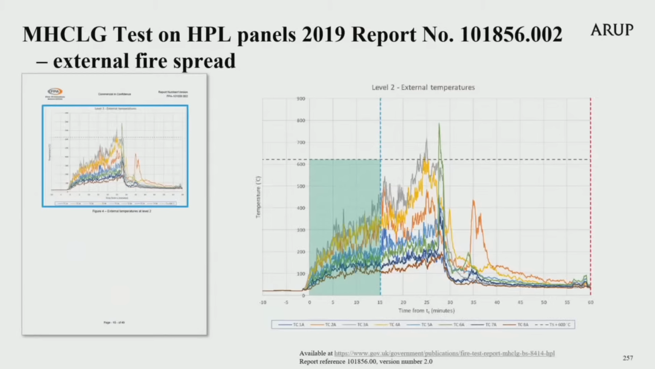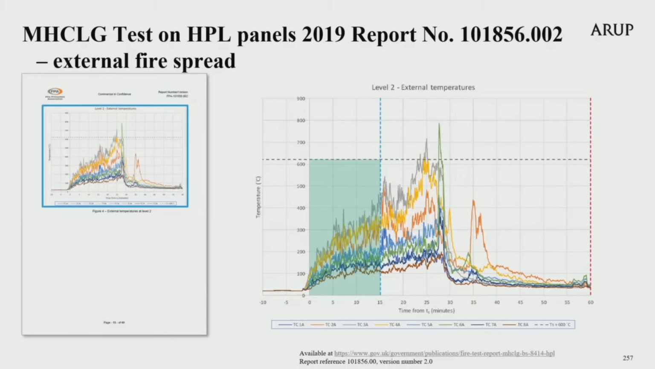To explain the context of this 15-minute window relied upon in the classification method, I have as an example marked up the level 2 external temperature versus time graph taken from a recent MHCLG test report by the Fire Protection Association, and the references are provided here. This was a Part 1 test of a HPL panel over a Class A1 insulation material.